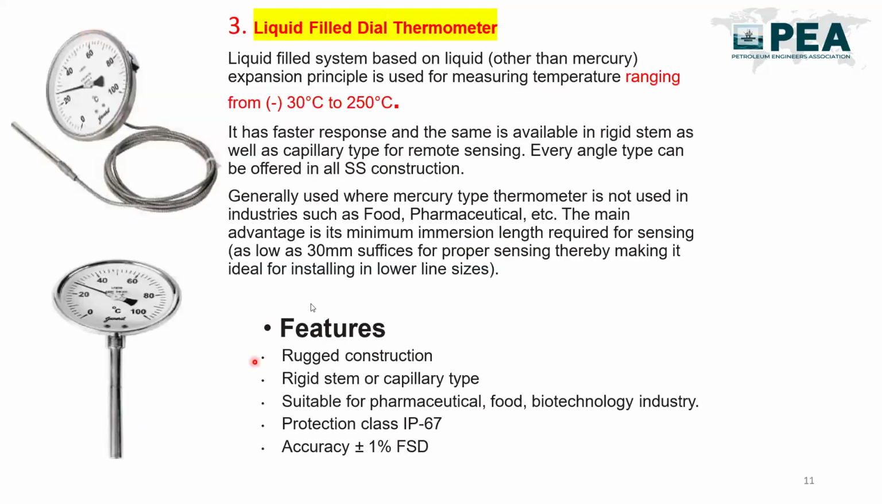Okay. Next one is your liquid filled dial thermometer. So what is this liquid filled dial thermometer? This thermometer or temperature gauge will work from minus 30 degrees Celsius to 250 degrees Celsius. It is also available in the form of capillary. Okay, and their capillary length can go up to 5 meter. Okay, so these are the limitations of this liquid filled dial thermometer.